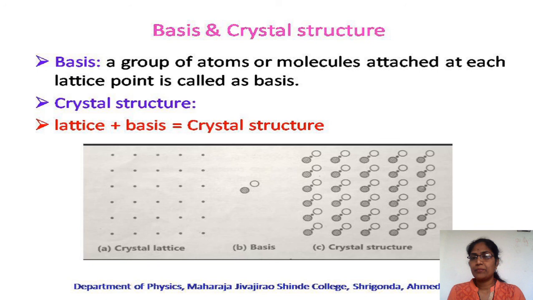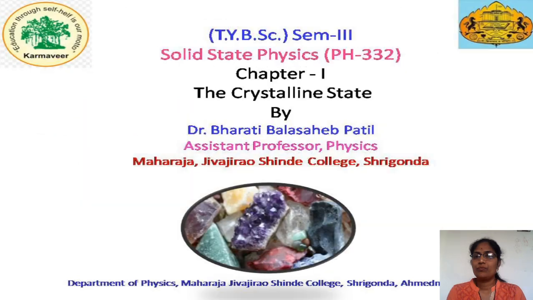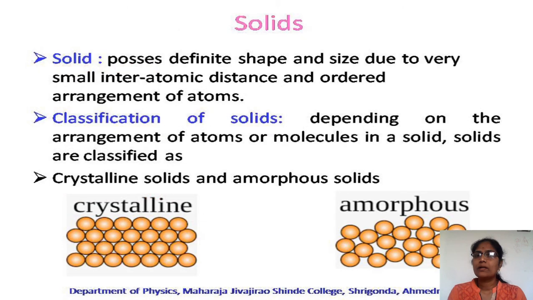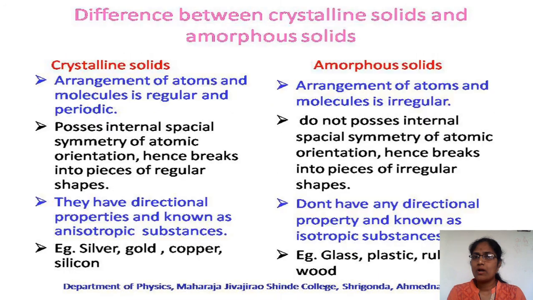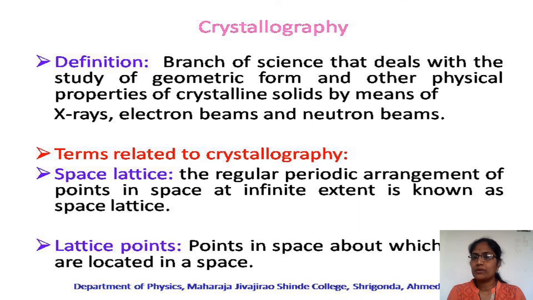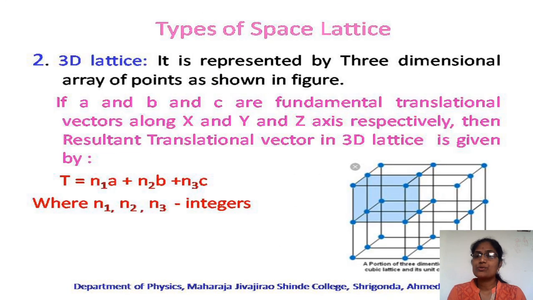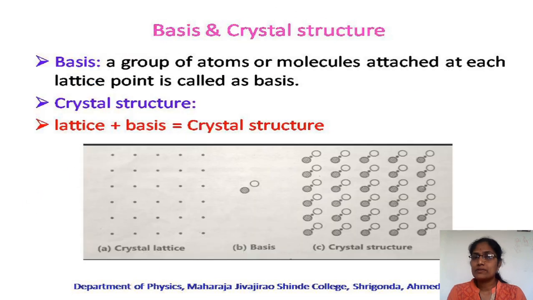So friends, today we have started our syllabus with the introductory part related to the crystalline state from chapter 1, and in that we have covered points such as what is matter, what are the states of matter, how they are classified on the basis of interatomic distance and degree of disorder, what is the importance of these two terms, what is a solid, what are the types of solids, what is the difference between crystalline and amorphous solids, what are examples of crystalline and amorphous solids, then what is crystallography, and the terms related to crystallography such as space lattice, lattice points, two-dimensional and three-dimensional space lattices, their translational vectors, then what is basis and how to build a crystal structure with the help of lattice points and basis.